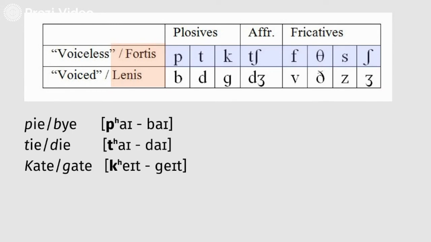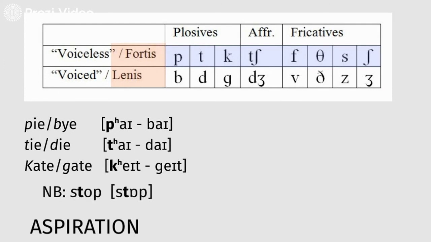Fortis plosives p, t, k in stressed syllable initial position are aspirated, and their lenis counterparts are not. So p, t, k in pie, tie, and Kate are aspirated, whereas b, d, g in buy, die, and gate are not. And do remember that aspiration disappears when fortis plosives appear in combination with the fortis fricative s, as in stop.